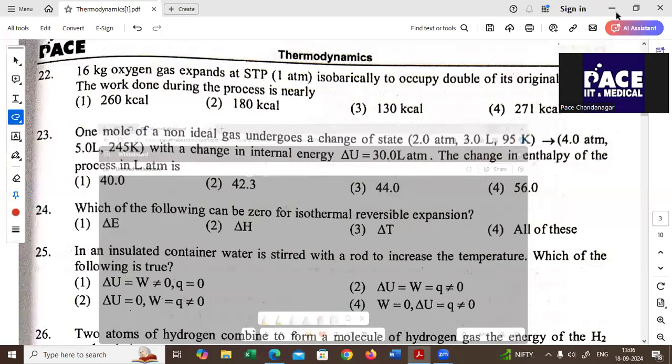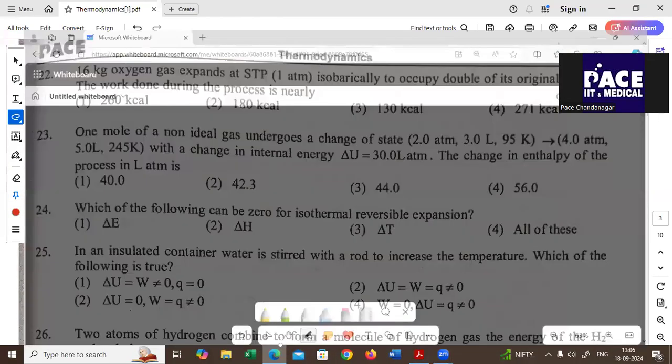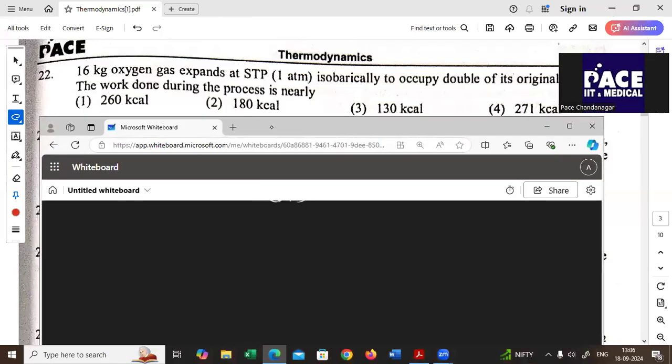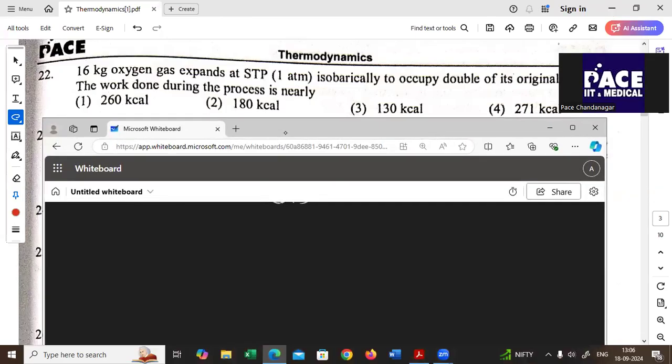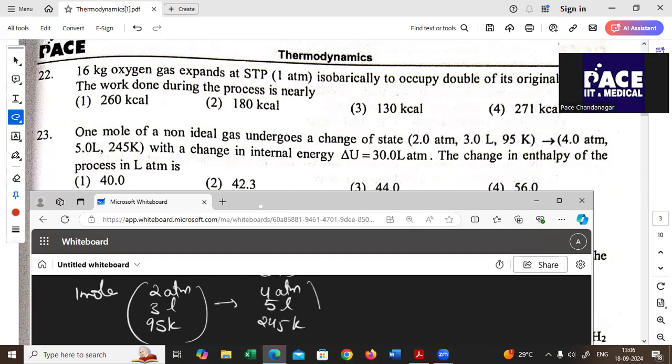If you are a little slow going, please pause it and do it, then you again see the question. Now, 1 mole of a non-ideal gas, that is what it says. Let us write down the question properly first. Here, 1 mole of a non-ideal gas undergoes a change of state from 2 atm, 3 liters and 95 Kelvin, this is PVT, to 4 atm, 5 liters and 245 Kelvin.